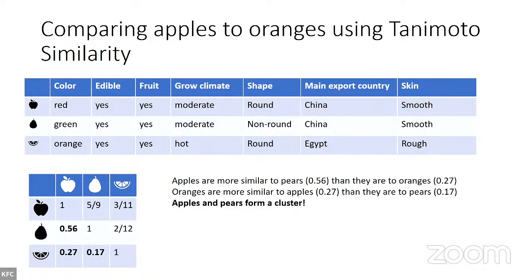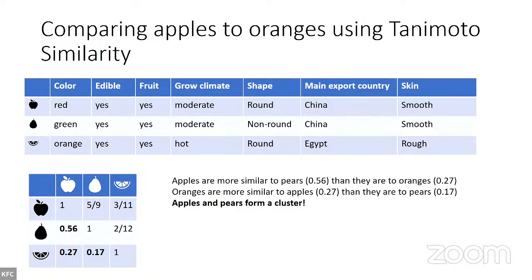Okay, here an example. We can compare apples to oranges using Tanimoto similarity. Actually, in Dutch, when you compare things that you shouldn't compare, we don't say comparing apples to oranges, we say comparing apples to pears. So therefore, I choose to compare apples, pears, and oranges.